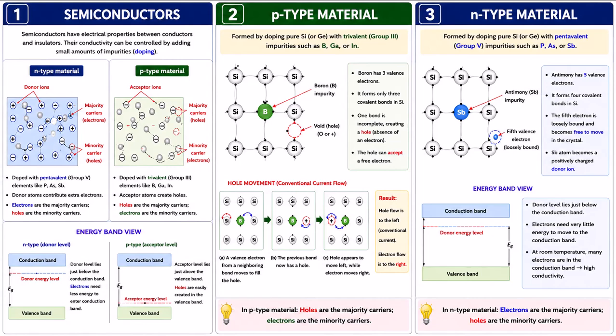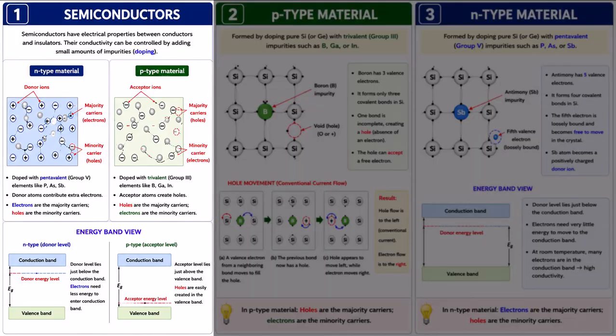Hello everyone. Think about your mobile phone, LED bulb, laptop charger, and solar panel. All of them depend on one important class of materials, semiconductors. In this lesson, we will quickly understand how pure semiconductors are converted into P-type and N-type materials.